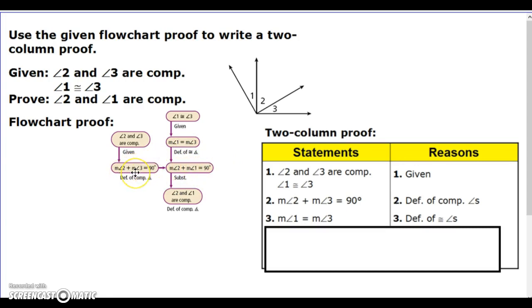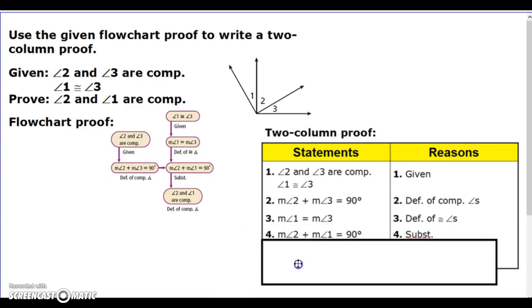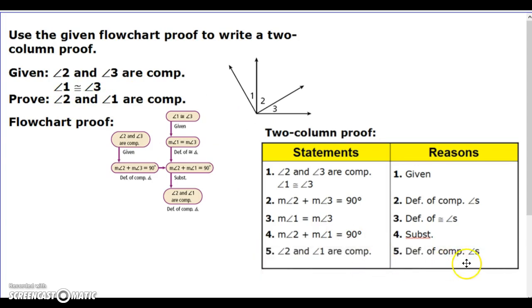So if angle 2 and angle 3 are complementary, and angle 1 and angle 3 are congruent, rather than saying 3 here, we can substitute angle 1 where 3 was in that statement, right? So we're using substitution to make this next statement, that angle 2 plus angle 1 is 90 degrees by substitution. If these two angles sum to 90, can we say they're complementary? Yes, we can, by the definition of complementary angles, which is our final box.